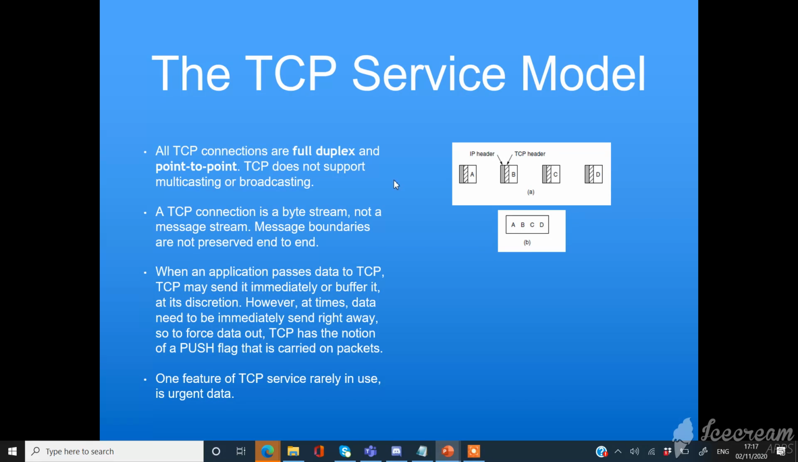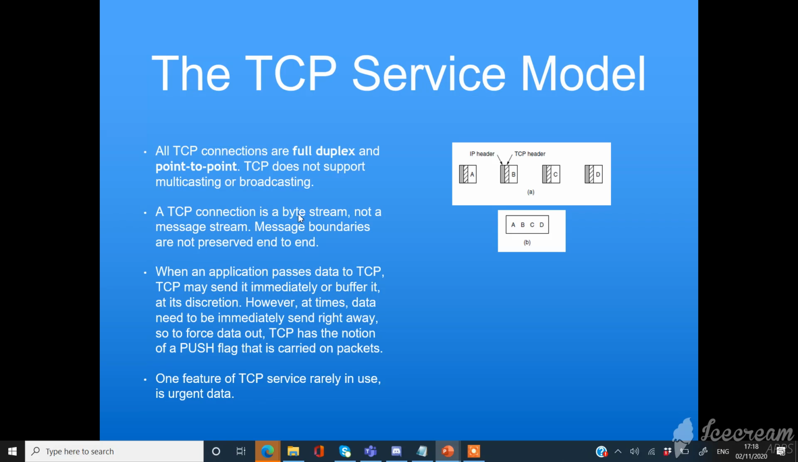Now coming to the TCP service model. All TCP connections are full duplex and point to point. TCP does not support multicasting or broadcasting. So what is meant by full duplex? In a full duplex system, both parties can communicate with each other simultaneously. An example of a full duplex system is a VoLTE telephone service. A duplex communication system is a point-to-point system composed of two or more connected parties or devices that can communicate with one another in both directions.